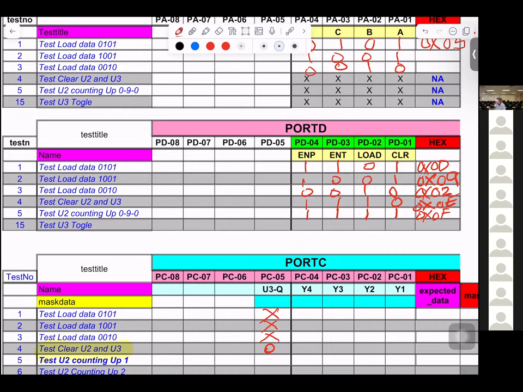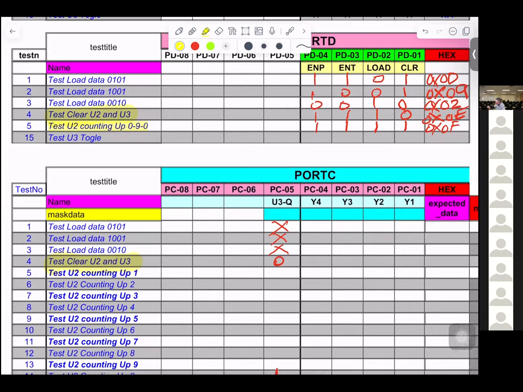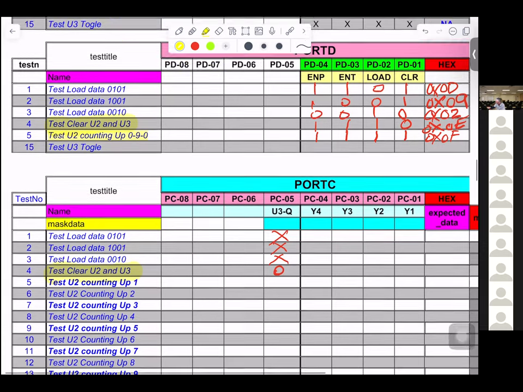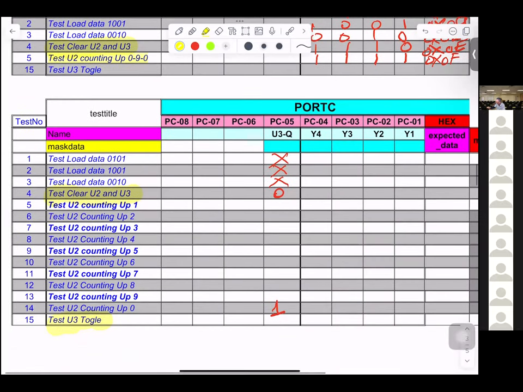So are you saying all of those should be 1, 1, 1, 1? Can you write it in there, Mr. Pham? We don't want to load right now. You want to count, right? No, we want to test U3 toggle. And we want you to write it in so we can see what you're doing. You see that they are testing for clear U3. That means clear U3 has to be 0. You see that? Then you have to figure out what test U3 toggle is, right?